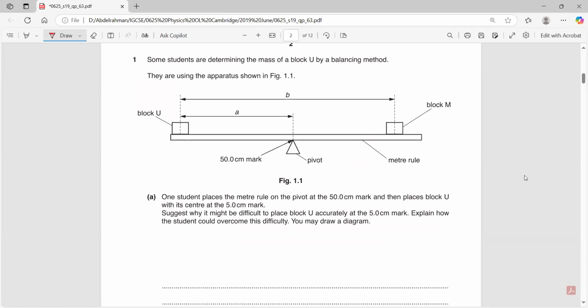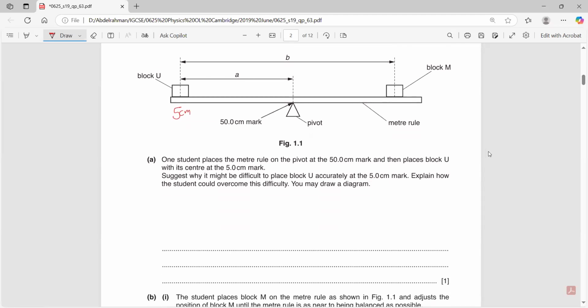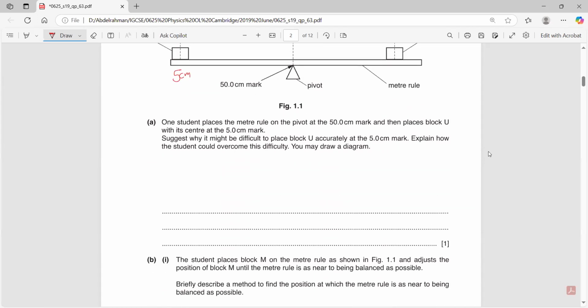So block Q should be centered at what? At 5 centimeters. Suggest why it might be difficult to place block Q accurately at the 5 centimeter mark. Why might it be difficult? Well, block Q might be slightly larger than the ruler, right? If you remember, when you had a block which was larger than the ruler, how could we find the center exactly? We took the average readings before and after the object, right?